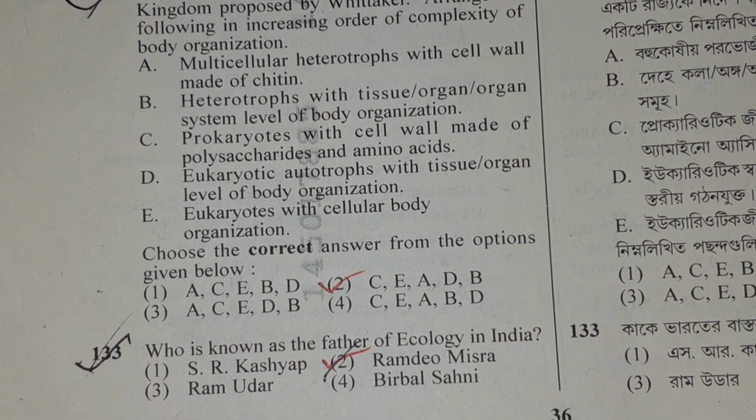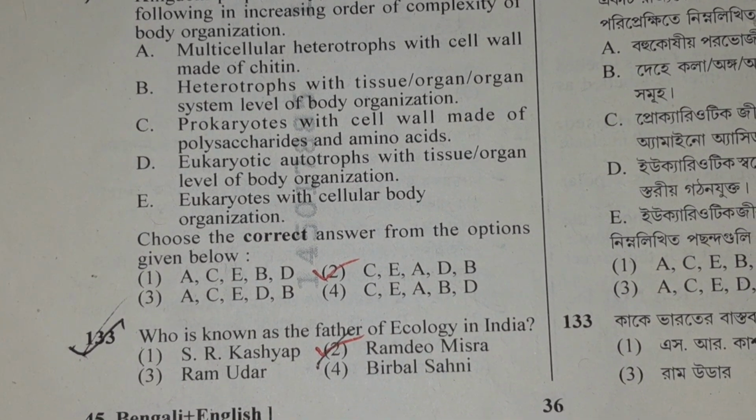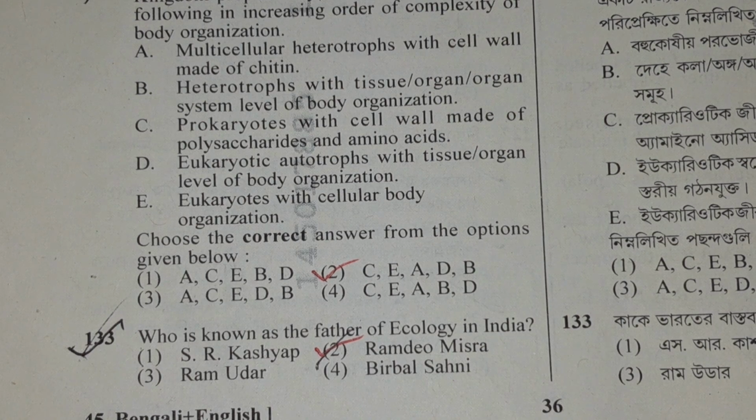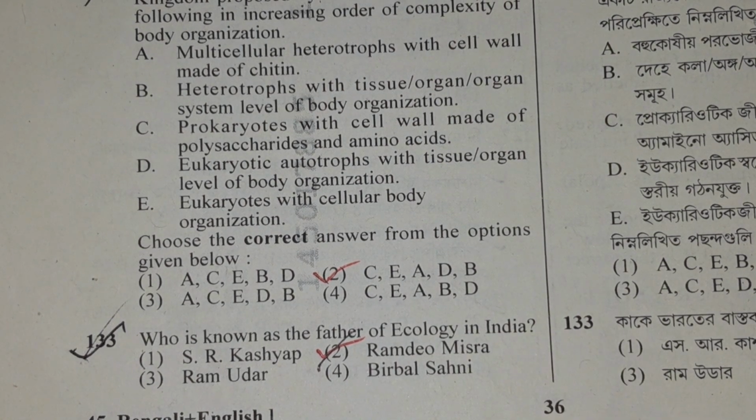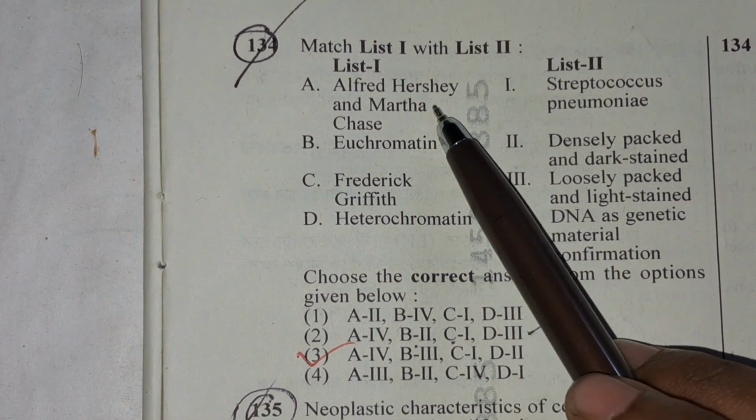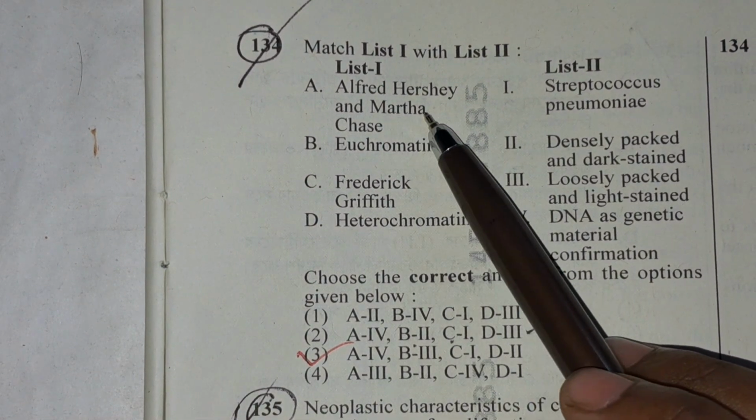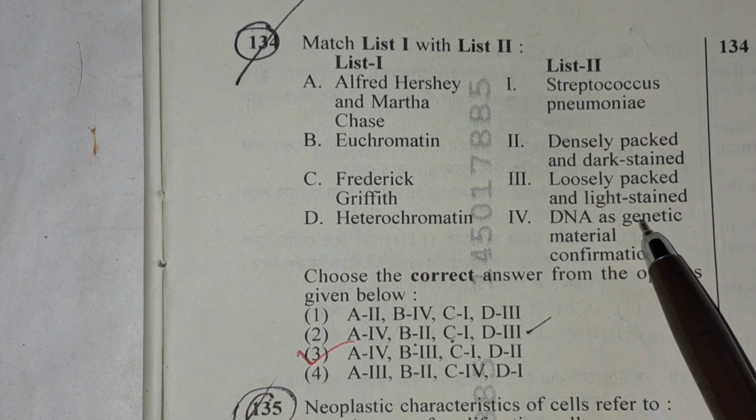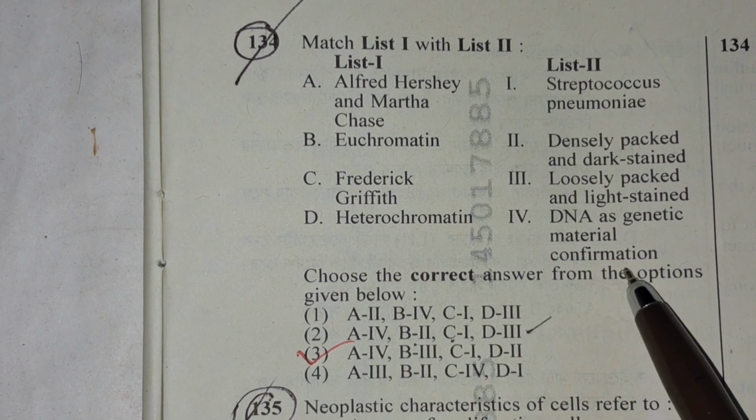Who is known as the father of ecology in India? Ramdeo Misra. So right is 2, Ramdeo Misra. Match list 1 with list 2. Alfred Hershey and Chase, this is for DNA as genetic material.